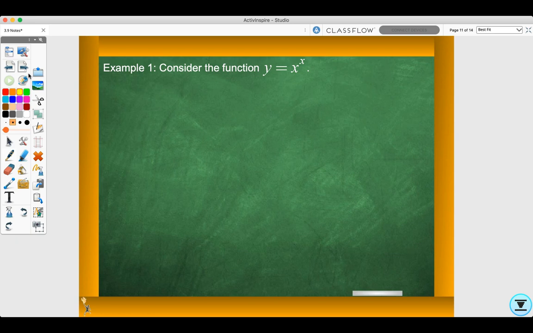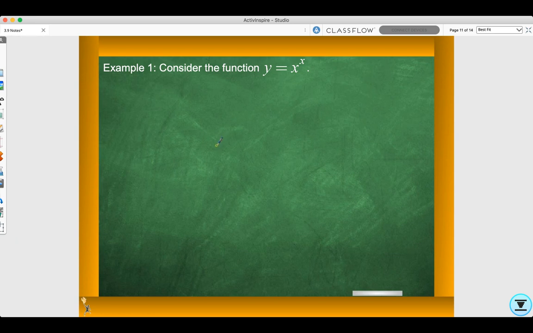Let's look at this example here. Consider the function y equals x to the x. So here we want to find the derivative of this example. It doesn't say that, but we want to find dy/dx.